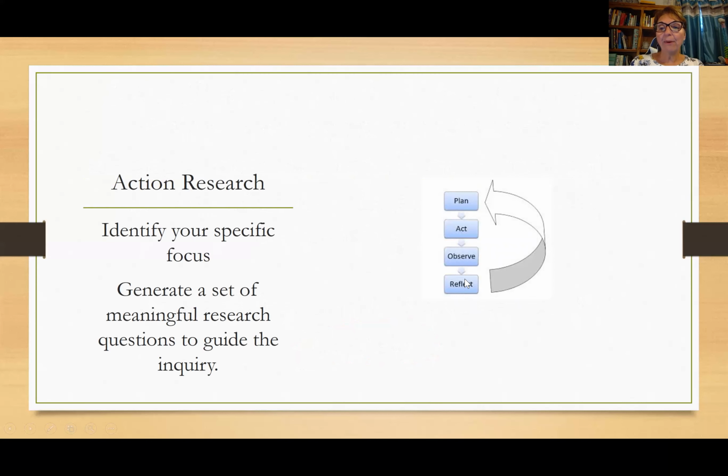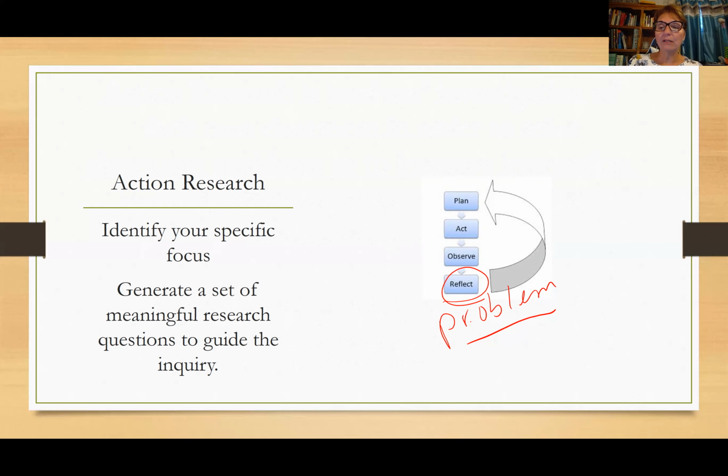So we know that an important part of the research process is this component of reflecting on the problem. And this is where the problem comes in. It's one of the first steps. So as a teacher, I'm reflecting on what needs to be changed in the classroom.